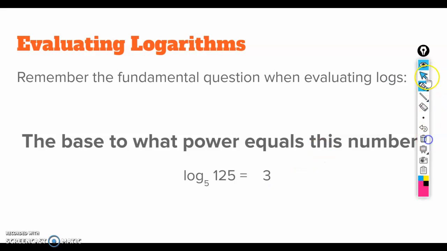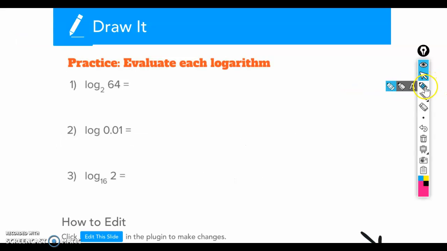So if we remember that, we can look at some examples. 2 to what power equals 64? Well, it would be 2 to the 6th power. So this is equal to 6. Here, we want to remember that's base 10. So 10 to what power would equal 0.01?